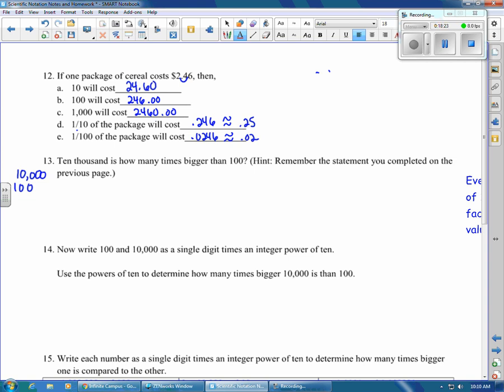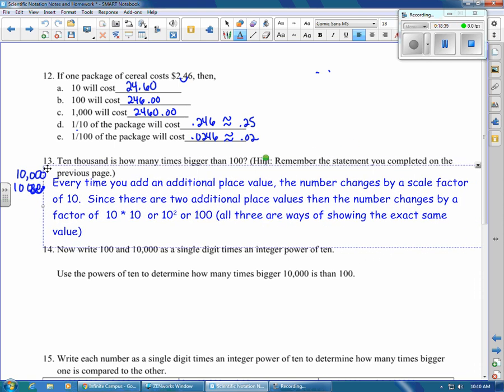So if I wanted to make my 100 into 10,000, I'd have to move 1, 2 decimal places and fill those in. So 2 decimal places, that's 10, 100. So every time I'm moving an additional place value, my number changes by a factor of 10. Since there are 2 additional place values, then the number changes by a factor of 10 times 10, or we could say 10 to the second power, and we know 10 times 10, 10 to the second power equals 100. All 3 of these show the exact same value. 10 times 10 is 10 to the second power, and that is 100.